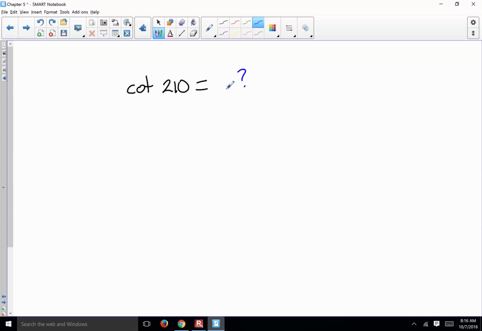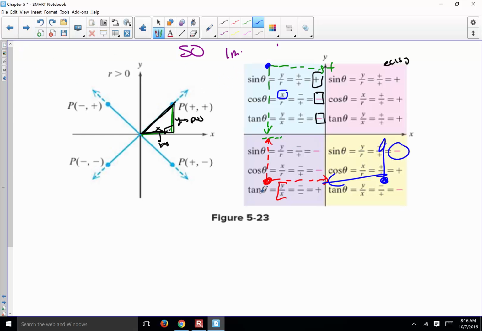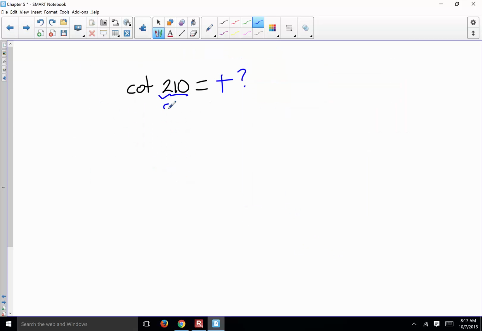In quadrant 3, we have cotangent positive because it's both negatives. Yes. Look. Tangent is the same as cotangent here. Cotangent is x over y. X is negative, y is negative, the result is positive. Again, this is in quadrant 3. In quadrant 3, x is negative, y is negative, and their ratio is positive.